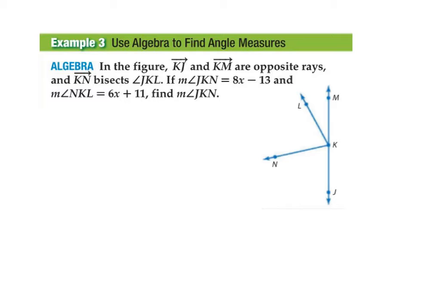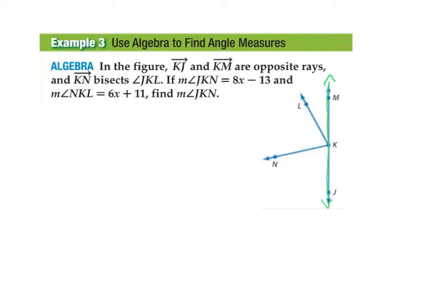So one of them is 80 degrees, the other is also 80 degrees. So here I want to use algebra to figure out the angle measures, but I'm also going to use the information I learned about angle bisectors to find out and set up an equation. So first, I'm basically going to use my picture to organize all the information that is given to me. So it's telling me that KJ and KM are opposite rays, which just basically means it forms a line. So here I have one straight line.